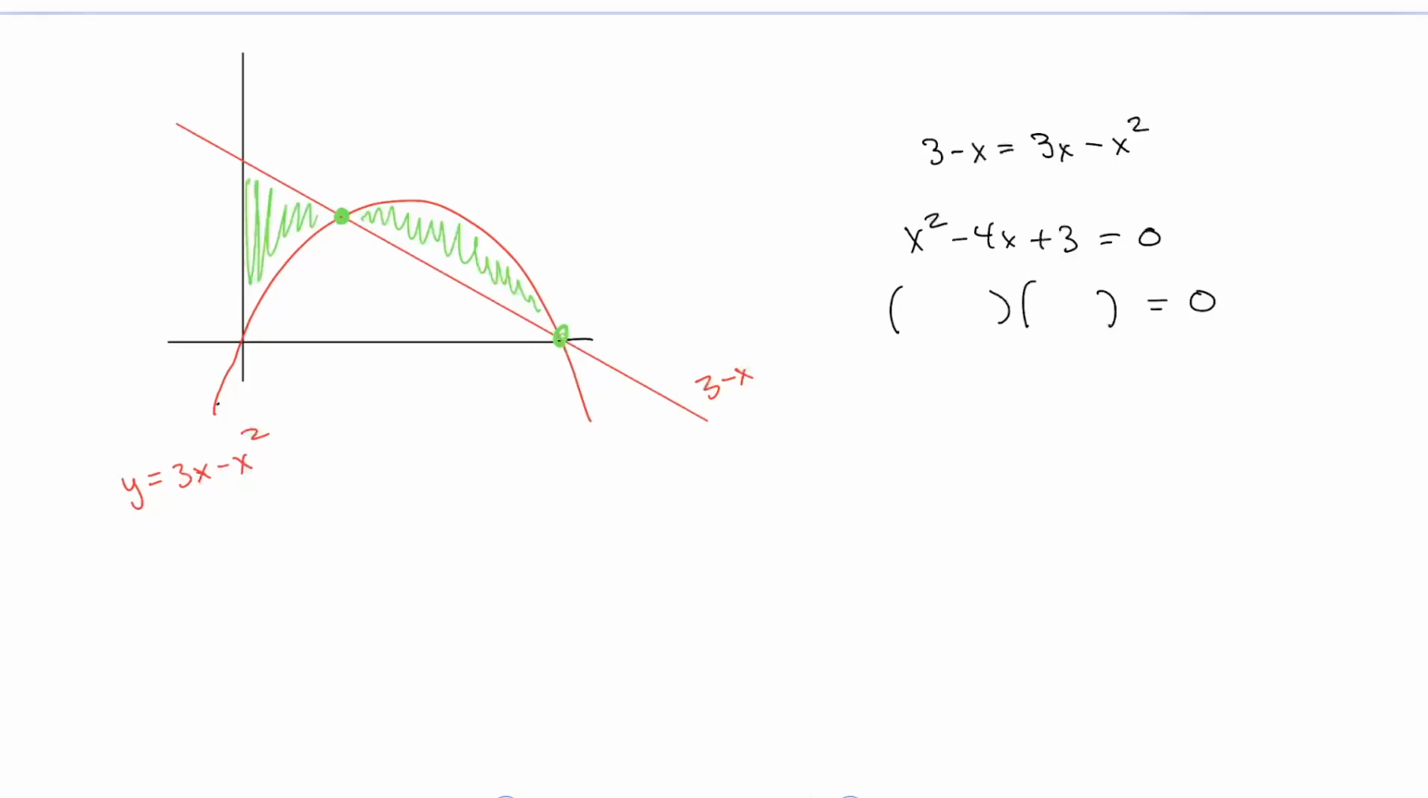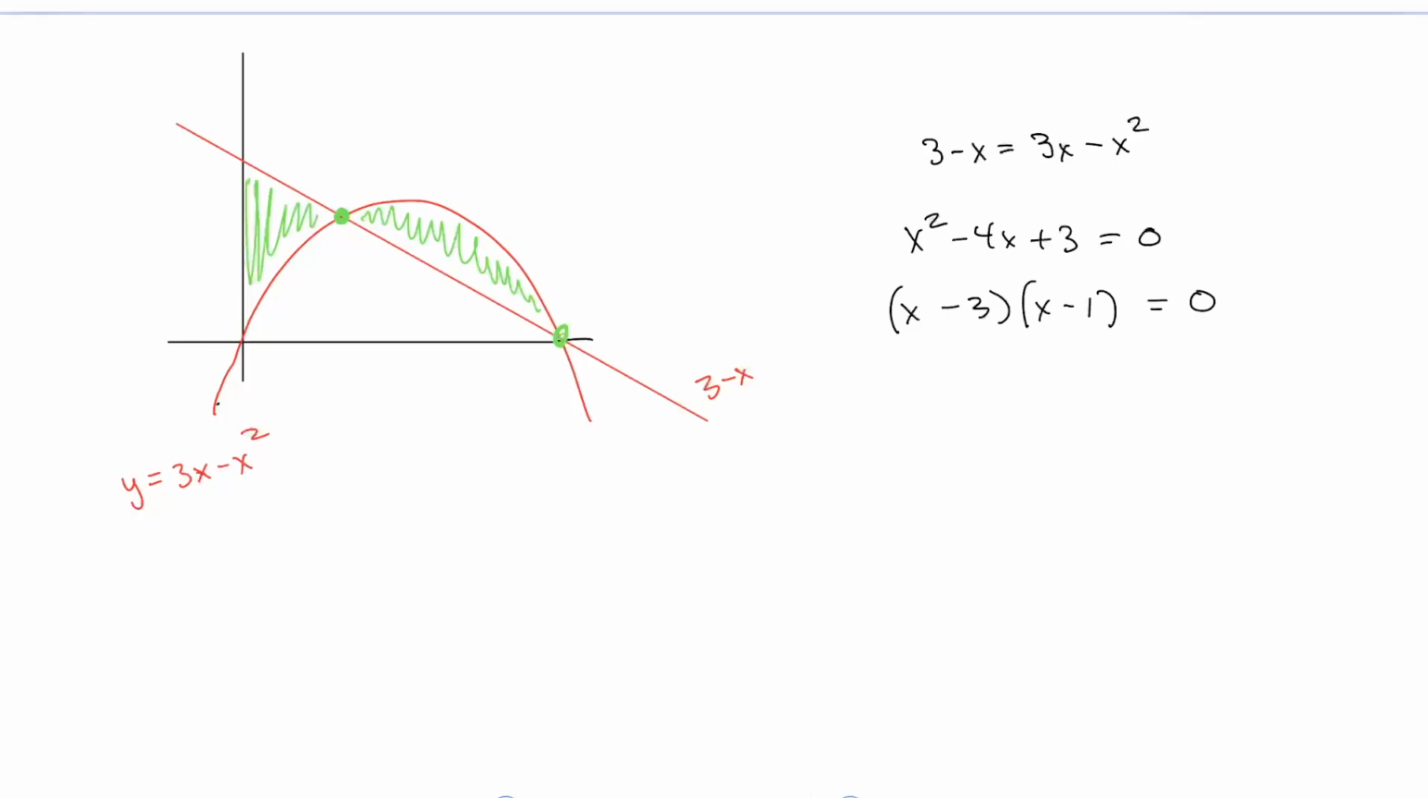It's going to be x plus something, or maybe minus. I want two numbers that multiply to be 3 and add to be negative 4. Because the sum is negative, I want to see two negative numbers here. They should be 3 and 1, right? They multiply to 3 and add up to 4. So this is going to be minus 3 and minus 1.